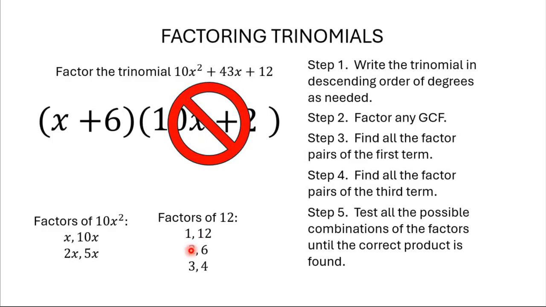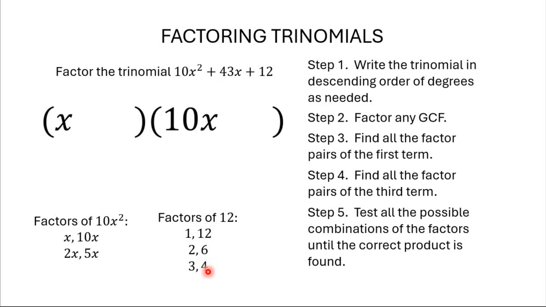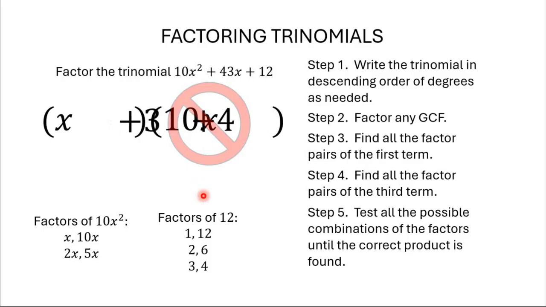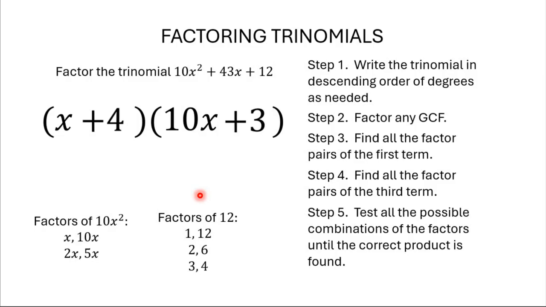So I'll move on to the 3 and the 4. This is the last chance. I'm trying the x and the 10x with the 3 and the 4. That's the last combination. So let's try 3 and 4. We'll put the 3 first and the 4 second. So we try the 3 and the 4. And that second binomial has a GCF of 2. So this isn't going to work. So let's try to switch the 3 and the 4 around.